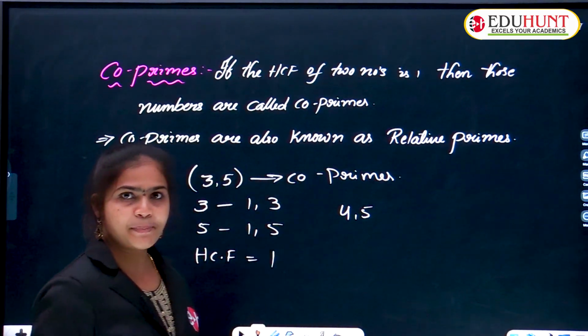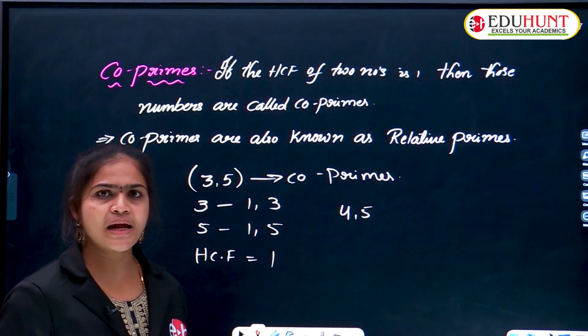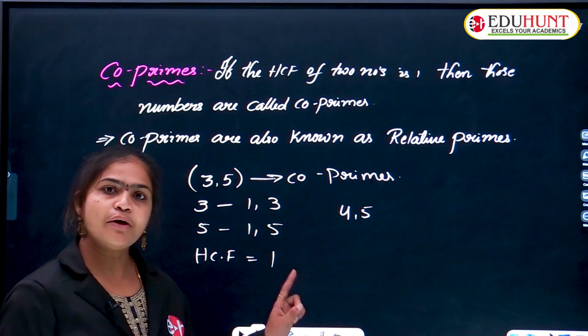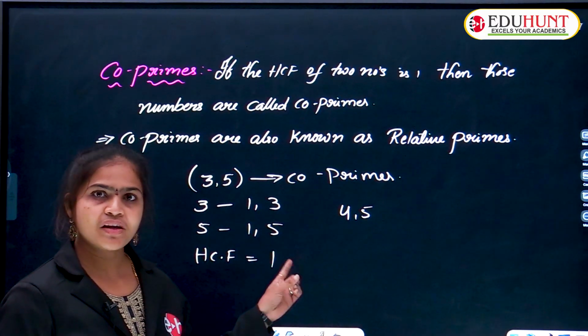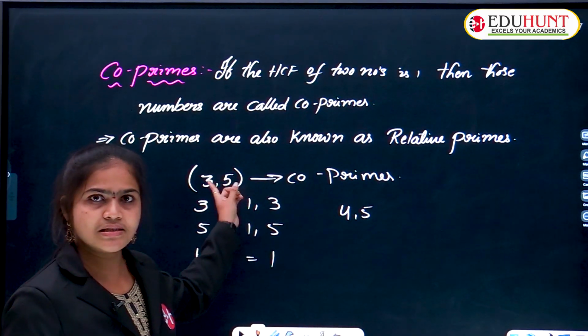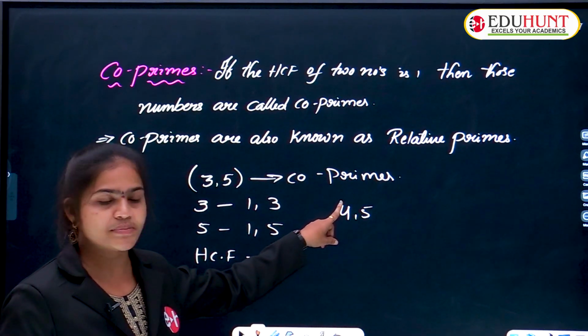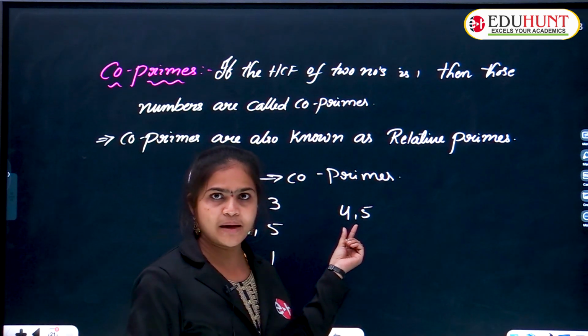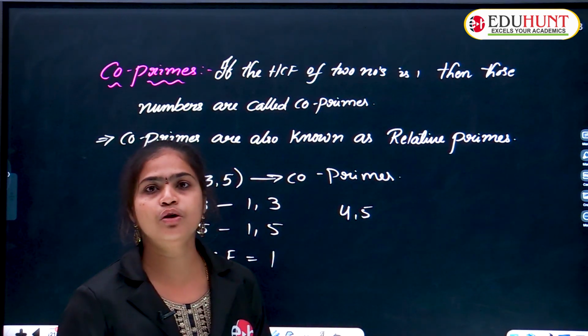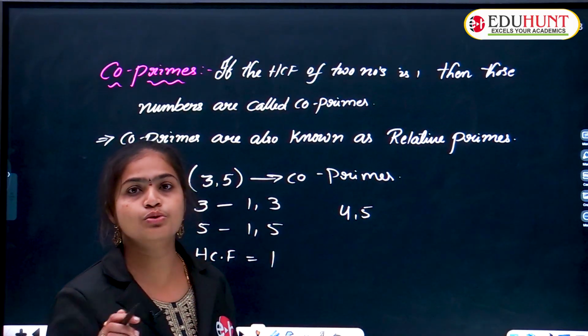Is 4 a prime number? No, 4 is not a prime number. 5 is a prime number, yes of course. Now here 4 is not a prime, 5 is a prime. When both numbers are prime, we say those 2 are co-primes. But here 4 is not a prime number. Is it possible to say that 4 and 5 are co-primes? Yes, of course those 2 are co-primes.